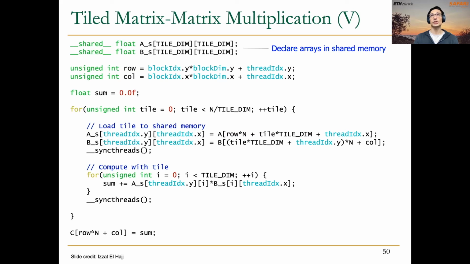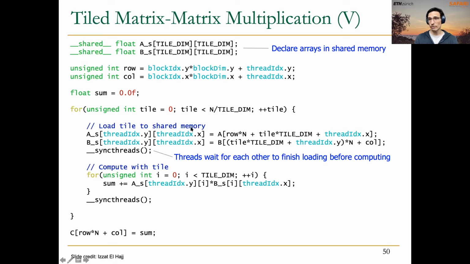First of all, we have to declare the arrays in shared memory, these tiles for A and tile for B. Then observe that we again calculate row and column based on block indices, block dimensions, and thread indices. Then we have this outer loop to go tile by tile over the two matrices A and B. And inside the body of this outer loop, the first thing to do is to load the tiles into shared memory. Observe how here we access corresponding elements in matrix A, matrix B in global memory, and store them in the corresponding position in the shared memory.